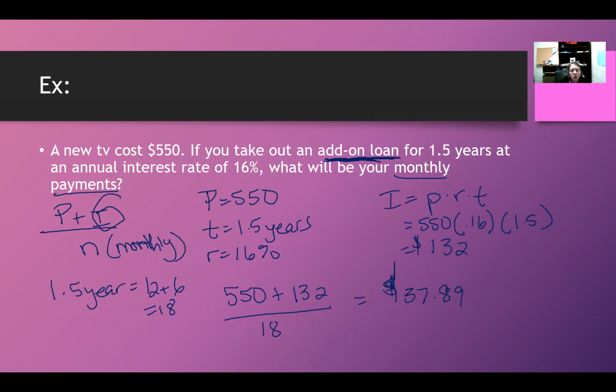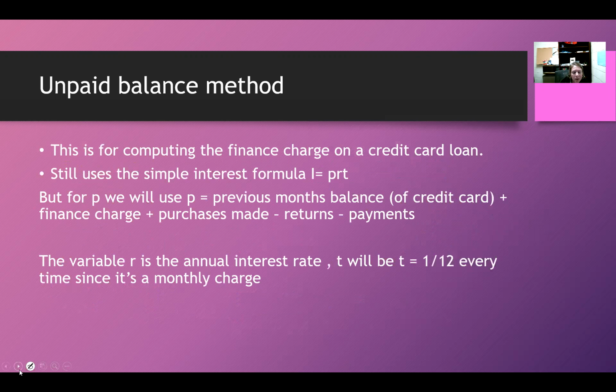Okay, so I hope this one makes sense to you guys. All right, the last formula we're going to do here is called the unpaid balance method. If you look in your book, there's also something called the average daily balance method. We're just going to focus on the unpaid balance method, so don't worry about the average daily balance formula, which is the last one at the end of this section. So we're just going to worry about this one.